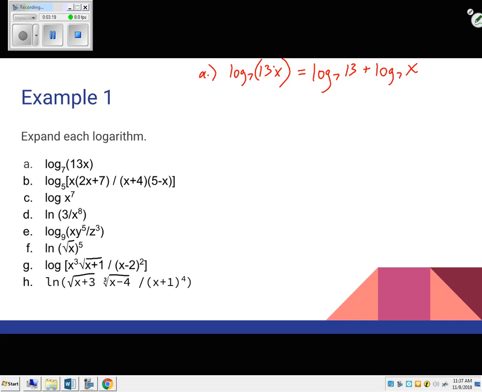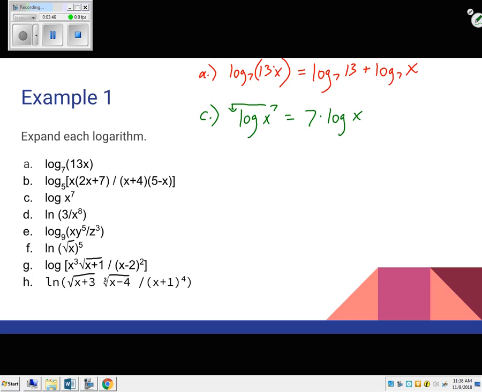I'm going to skip around some. I'm going to jump down to C. Like C, log of x to the 7th. Yeah, I don't have a product there. Nothing's being divided, but I do have a power. And so to expand this, to write it as a simpler logarithm, that 7 just comes down in front. And I get 7 times log of x.